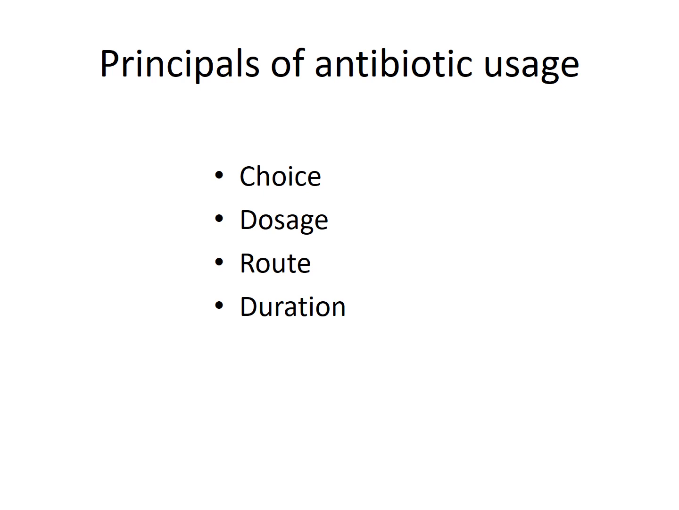So what is the principle of antibiotic usage? There are four principles: choice, dosage, route, and duration. Choice can best be determined using culture and sensitivity, but for most of odontogenic infection, we give empirical antibiotic, meaning the most common antibiotic given for that specific condition. And then dosage is depend on the body weight. Route can either be orally or parenterally, and duration depend on the severity of the infection.